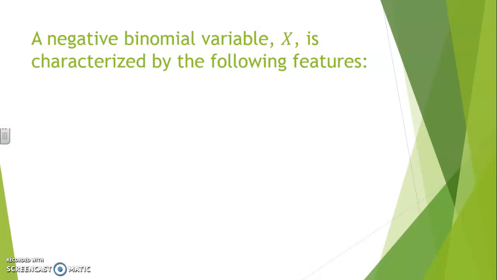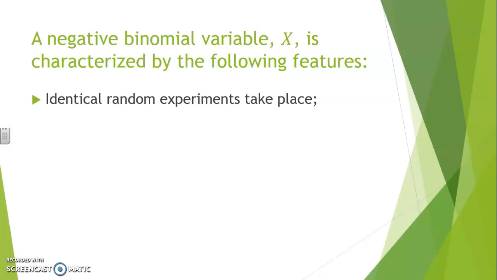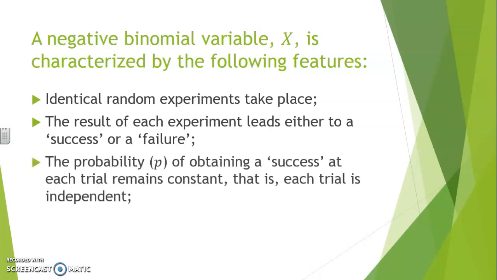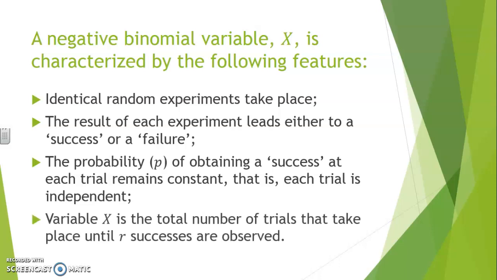A negative binomial variable is characterized by the following features. Identical random experiments must be taking place. The result of each experiment will either lead to a success or to a failure. At every trial, the probability of observing a success remains constant and equal to p. Variable x actually counts the total number of trials that led to the rth success.